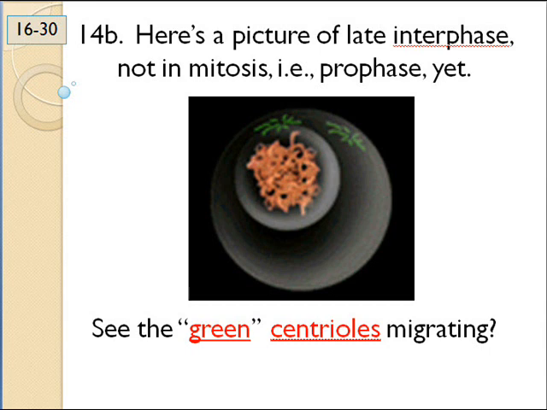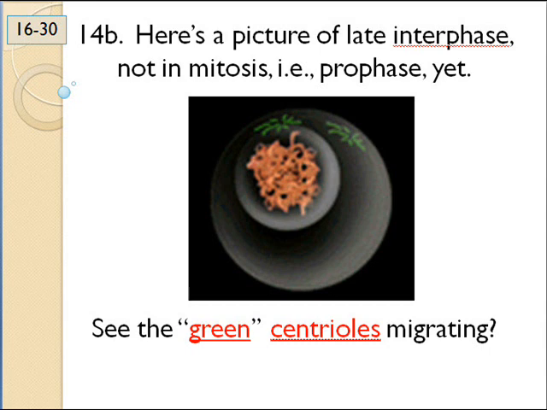Poles means like the north and south pole of the earth. They're as far apart as you can get. So the poles would be like over here and over here. And then half the chromosomes would be pulled this way, half pulled that way, the cell divides down the middle, and you've got two brand new little daughter cells. But right now though, I do see the centrioles starting to move apart.